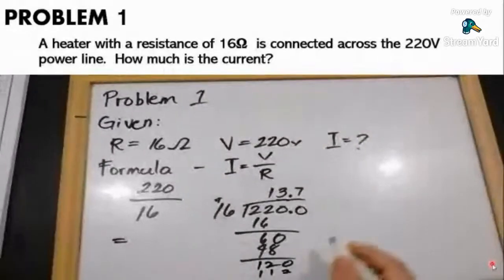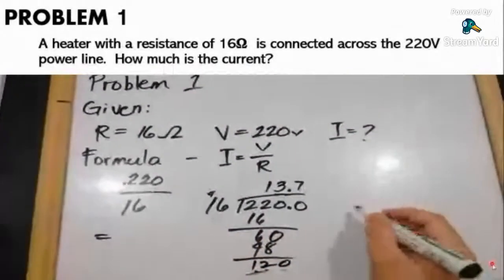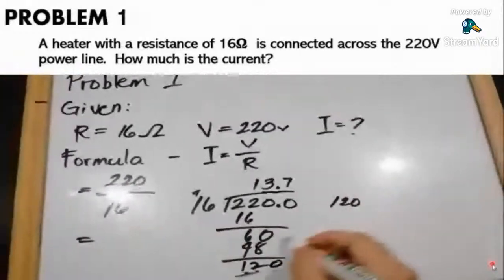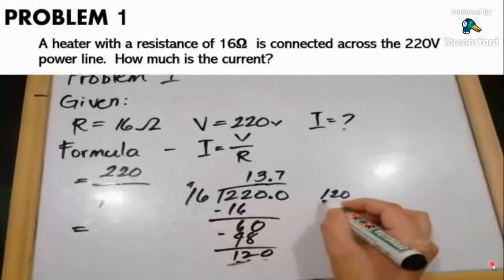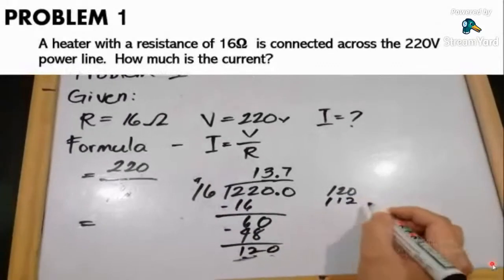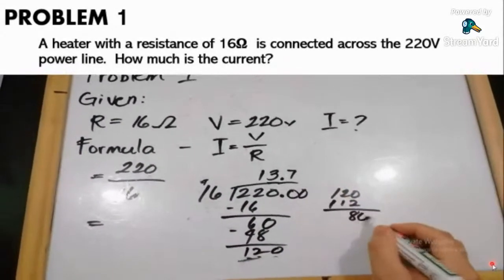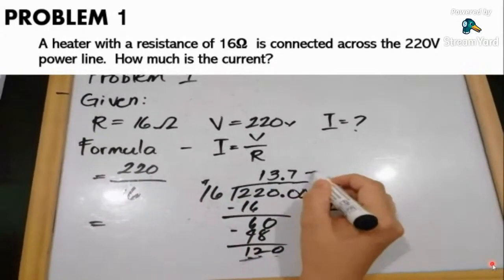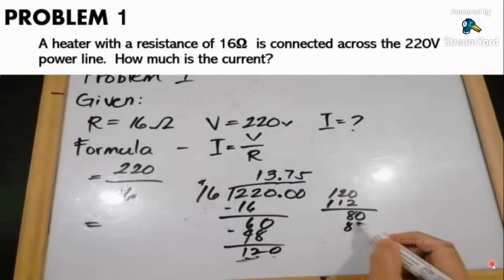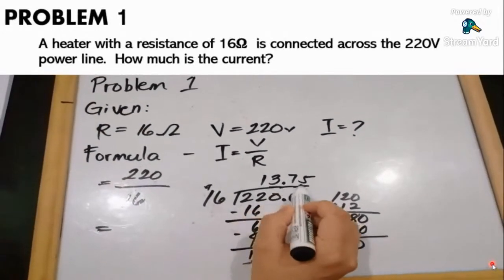So, medyo maliit na, no? Dito na natin, ilipat na natin sa kabila. So, 120 minus 112. So, 8, and dagdag tayo ng another 0. So, 80 divided by 16 is 5. 5 times 16 is 80. Then, 0. So, you have 13.75.